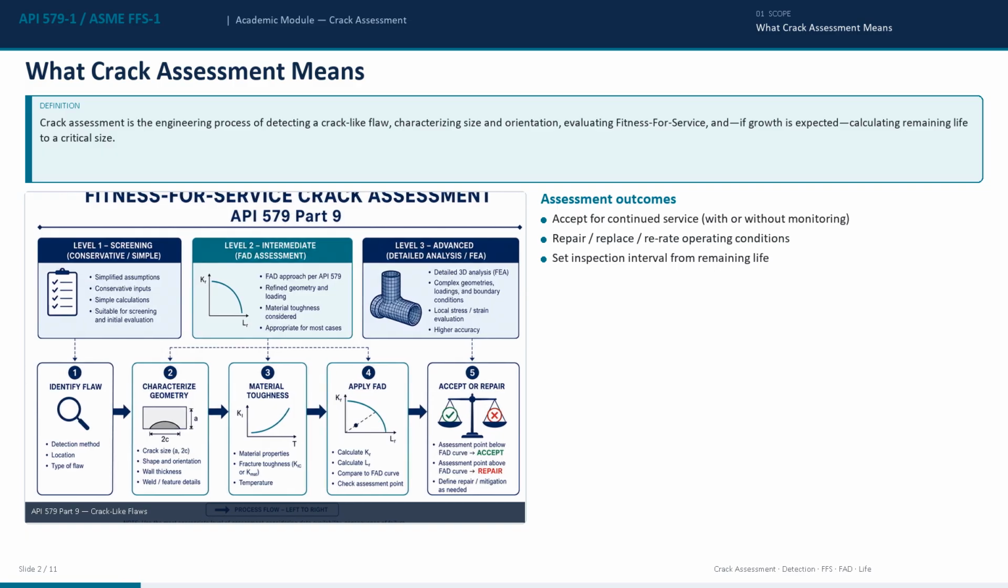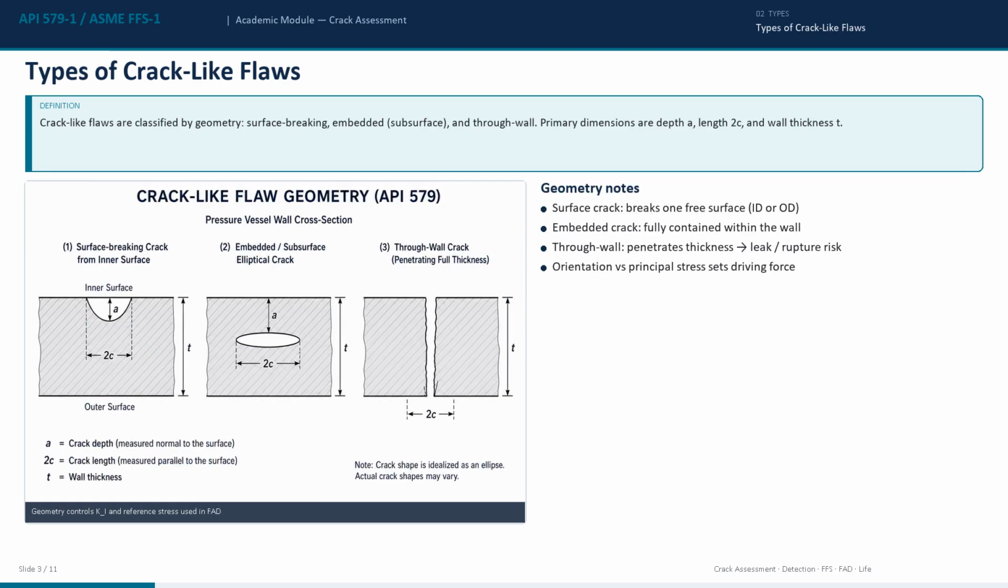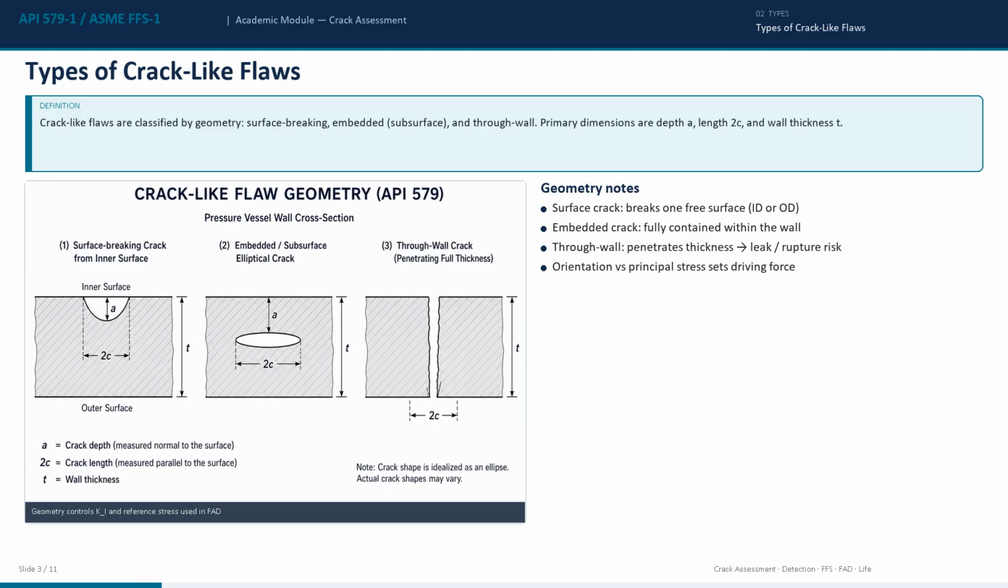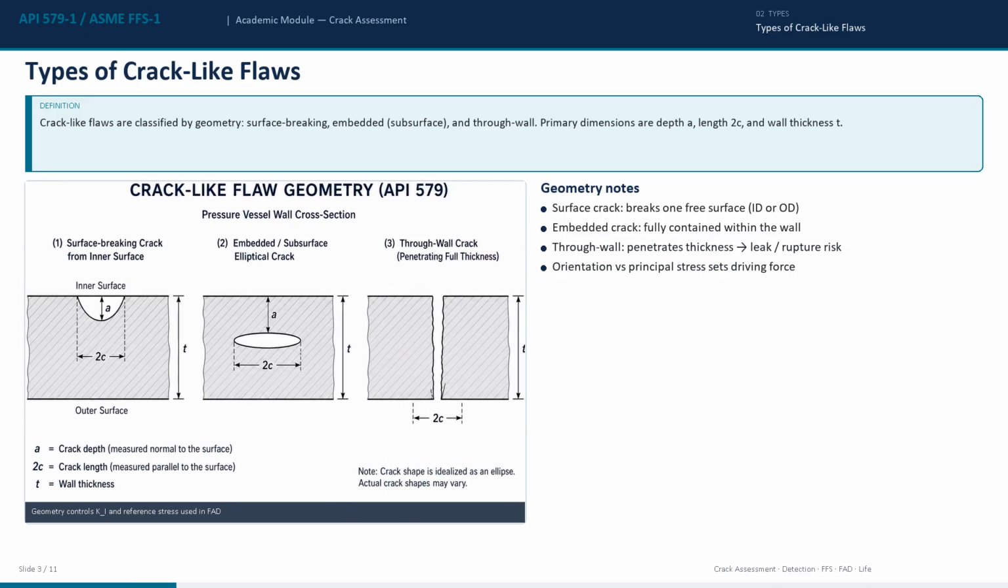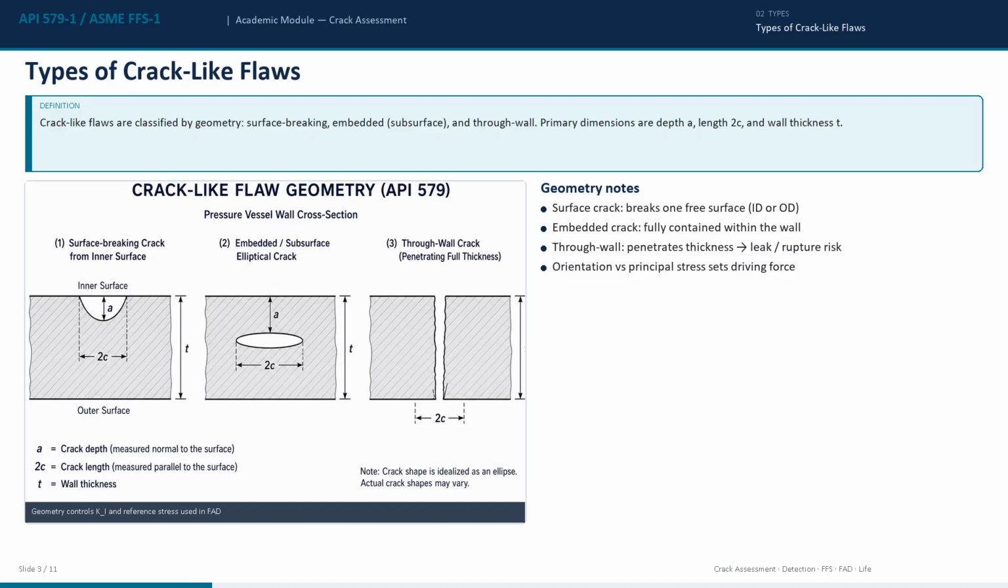What this diagram shows is three common cases. A surface-breaking crack intersects the inner or outer surface. An embedded crack sits fully inside the wall thickness. A through-wall crack has already pierced the section, so leak or rupture risk jumps. In practice, we track depth a, length often written as 2c, and thickness t. Orientation relative to the maximum principal stress sets how hard the crack is being driven.